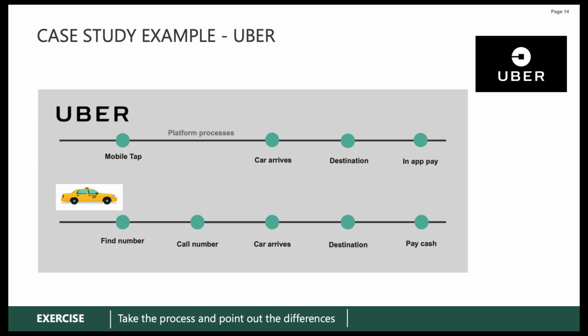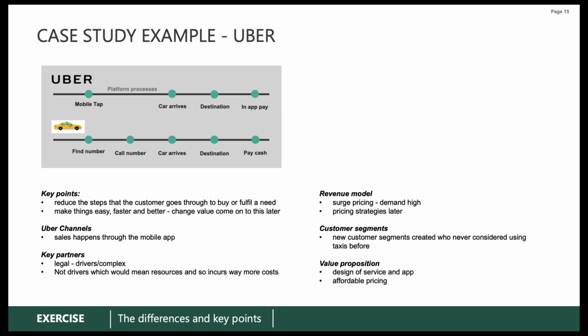It used a platform to basically cut out some of the steps, like call the number. It gave you high visibility of information, so you can see, for instance, how long a ride is, where it is, how close it is to you as it gets near. And in terms of payment, the payment's on the app, so you didn't need to carry cash. And so there are a number of different ways it changed the process. It reduced the number of steps. Sales happened through the app.